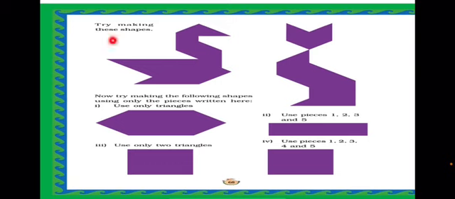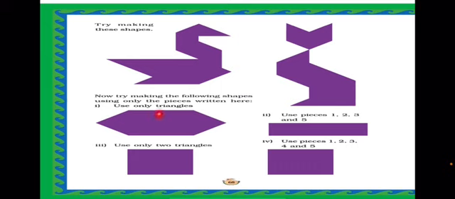Now try making these shapes. So you can try making these shapes. So what we can do is actually cut a piece of square paper or a rectangle paper and you can take out a triangle like this. Then you can take out a curved shape like this. Then you can take out one shape like this and you can make a swan.